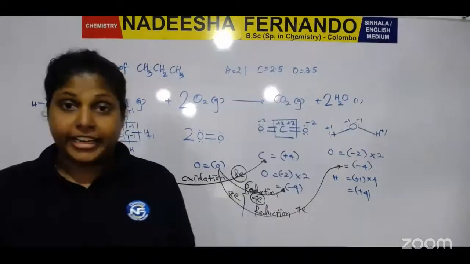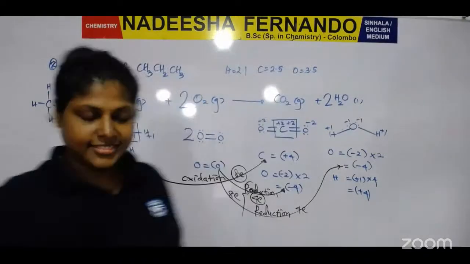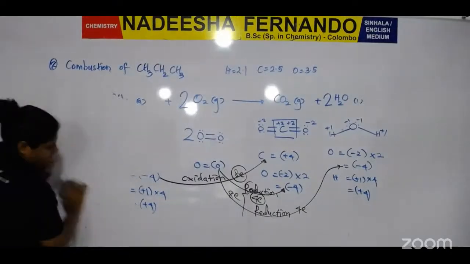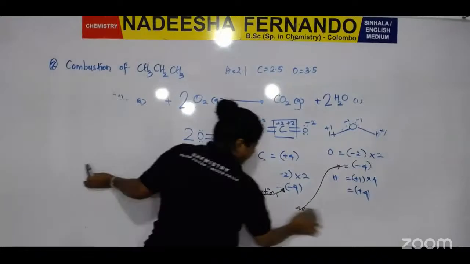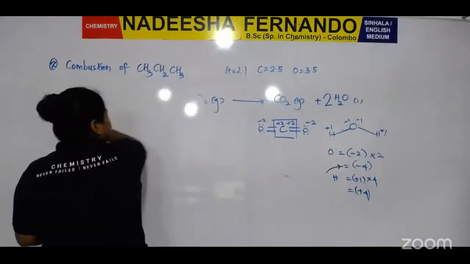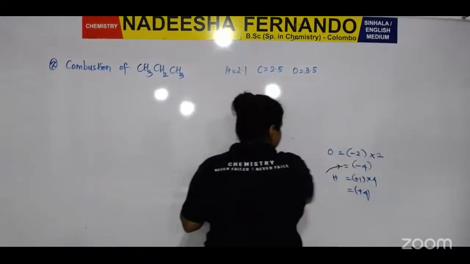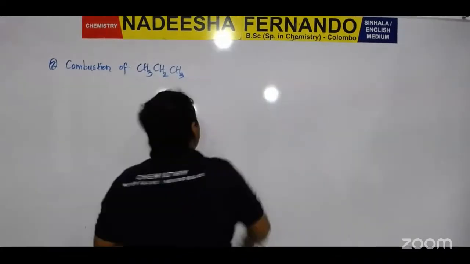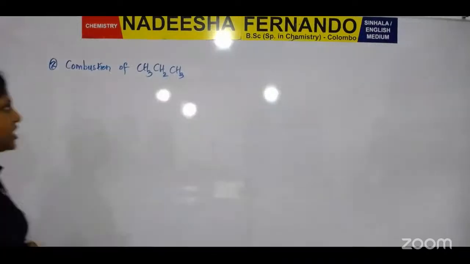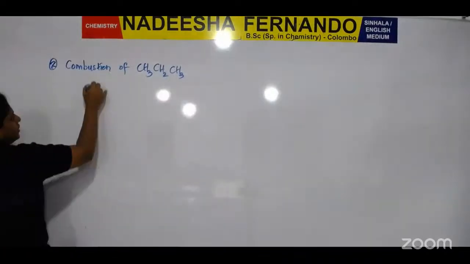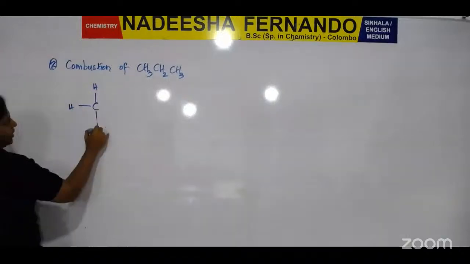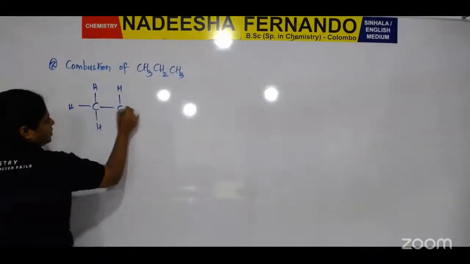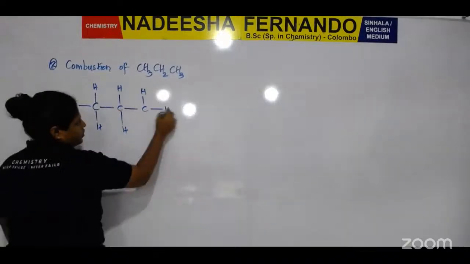Right, finished. Shall we check the answer? Right, CH3, CH2, CH3. Here the first carbon has 3 hydrogen atoms, the second carbon has 2 hydrogen, and the third carbon has 3 hydrogen atoms.